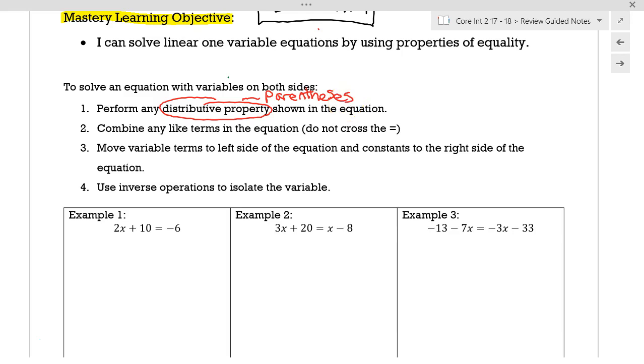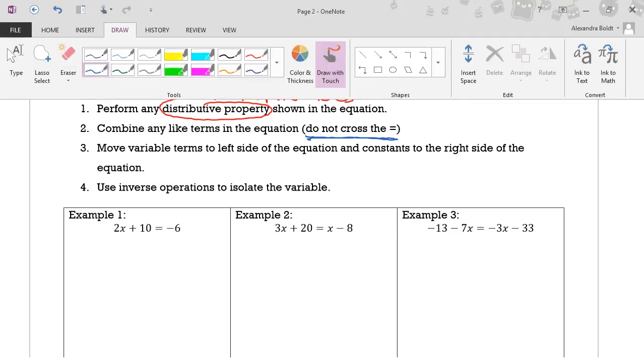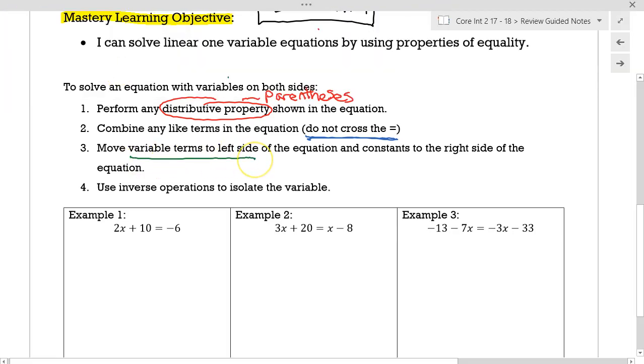Your second step will be to combine any like terms in the equation. When we're combining like terms, we do not cross the equal sign. That's something to be very careful of. We're not going to cross the equal sign yet. We're only looking at each individual side of the equal sign. Step 3: move variable terms to the left side of the equation and constants to the right side. So we're always going to put our variables on the left and our constants on the right.